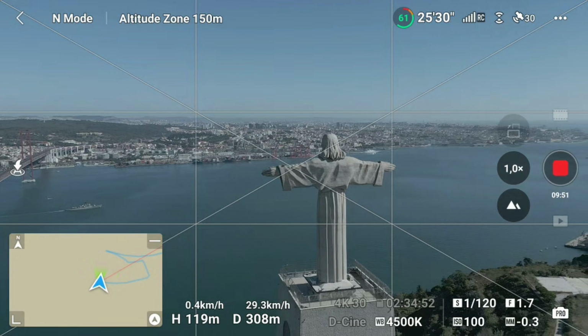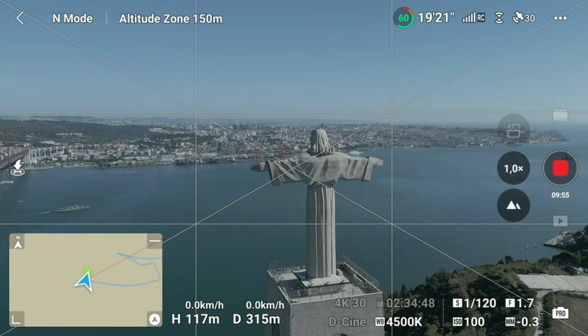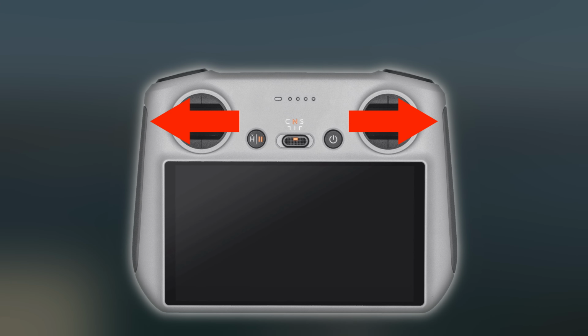For our next shot, we are going to rotate around the Christ and reveal the 25th of April bridge. For this, we are just going to move right and rotate left.